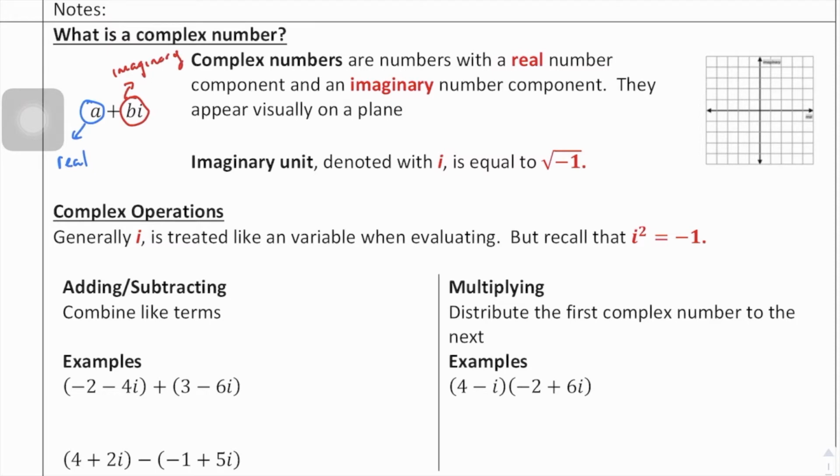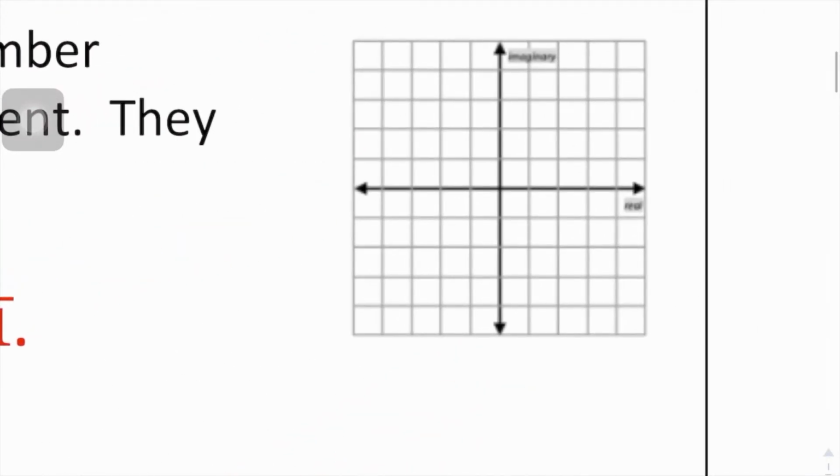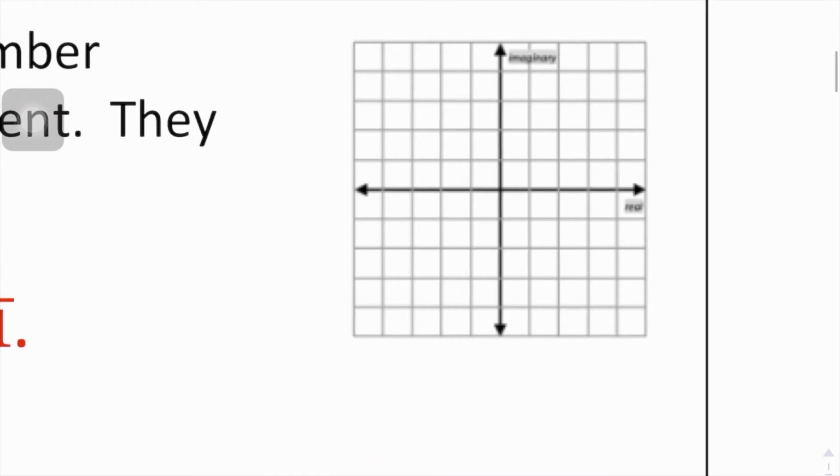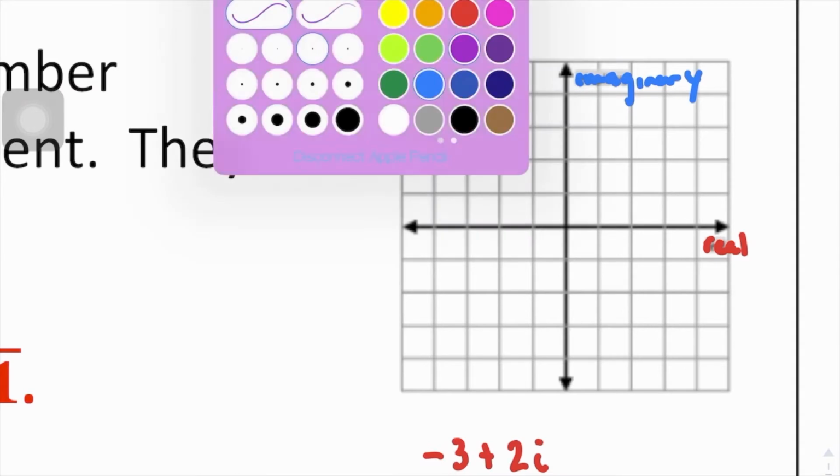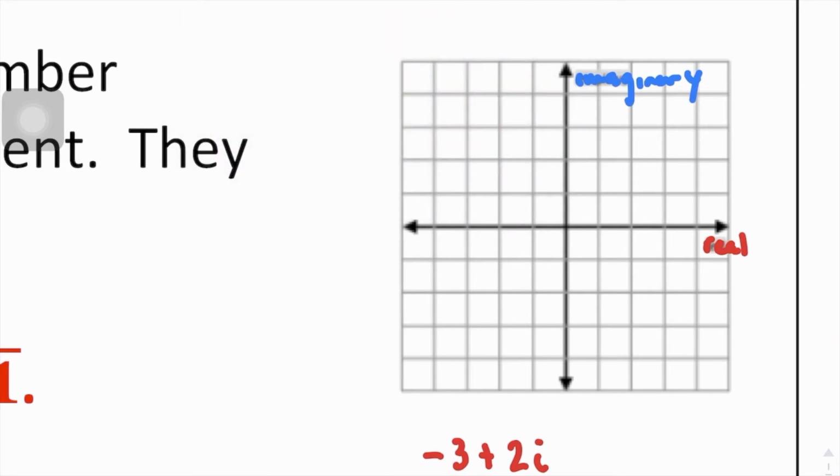Now, they get represented in a number plane instead of a number line. So, for instance, if I wanted to say have negative 3 plus 2i, here we have our real part and our imaginary part. So negative 3 plus 2i would be right here. So that's the location of negative 3 plus 2i.